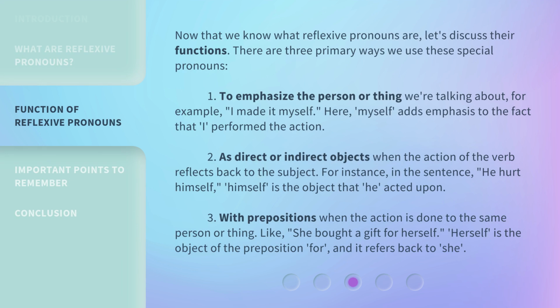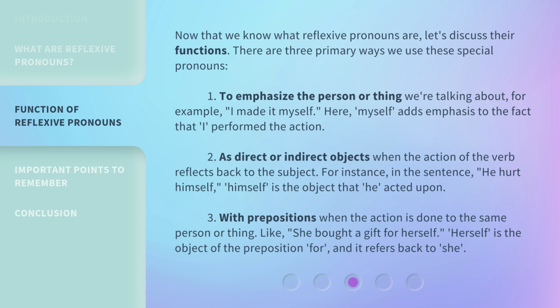Now that we know what reflexive pronouns are, let's discuss their functions. There are three primary ways we use these special pronouns. 1. To emphasize the person or thing we're talking about. For example, I made it myself. Here, myself adds emphasis to the fact that I performed the action.